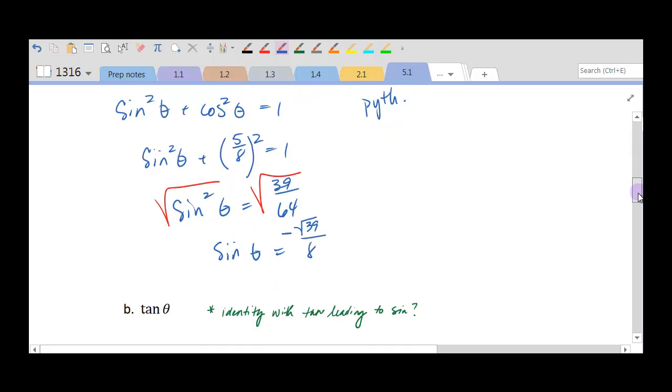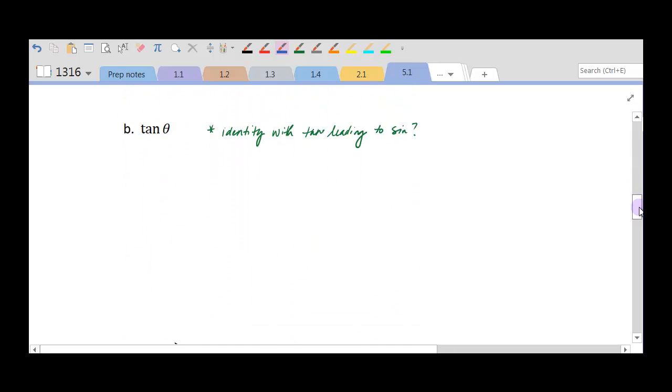Alright, let's look at the next piece of this example. Now I want to find out what tangent theta is, again only using the identities that we know so far. So is there anything that relates tangent to sine and possibly cosine? And there is. The quotient identity says tan theta is sine over cosine. I know both sine and cosine, so I can simply replace this and solve for tangent. So this is our quotient identity.